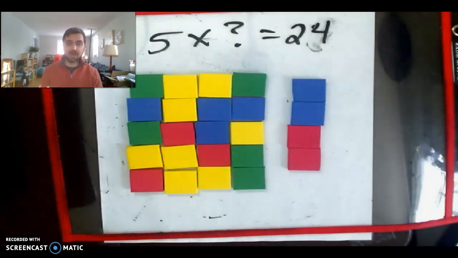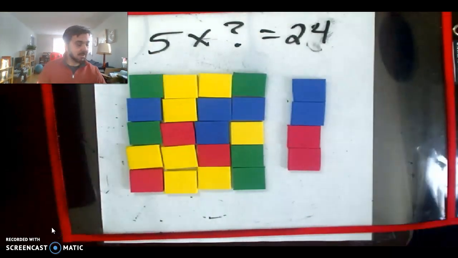Okay, so what I want to do is connect this to what's called factors and multiples. A lot of times kids get confused between what a factor is and what a multiple is. So hopefully I can help with that, but I want to connect it first to what this all means with factors. So let's go back here.